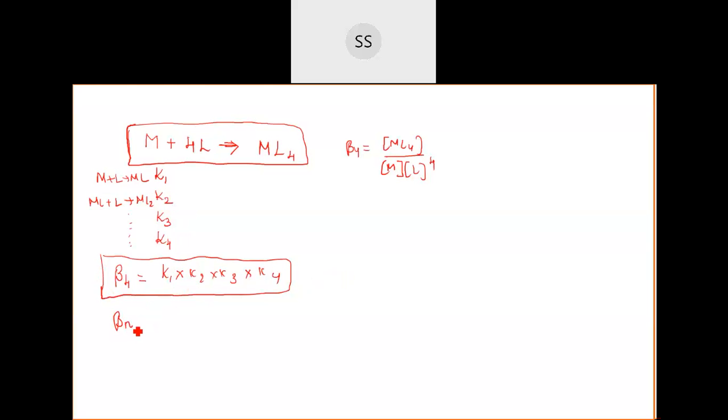Suppose there are n number of ligands, then we can write beta n is equal to K1 into K2 into K3, and so on, up to Kn. The higher the value of this stability constant, the more stable the complex. So you can compare which complex is more stable by comparing the values of the two. Whichever gives a higher value is more stable than the other. That is what the beta value gives you.